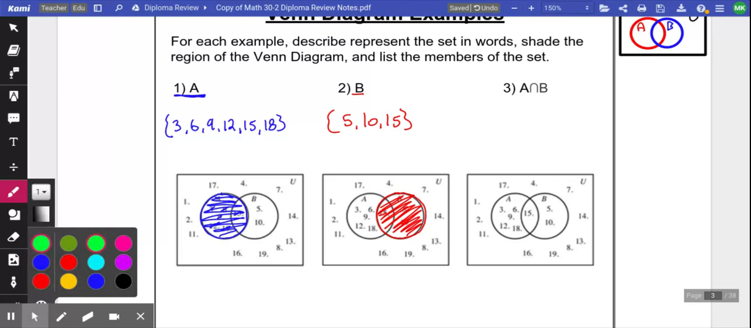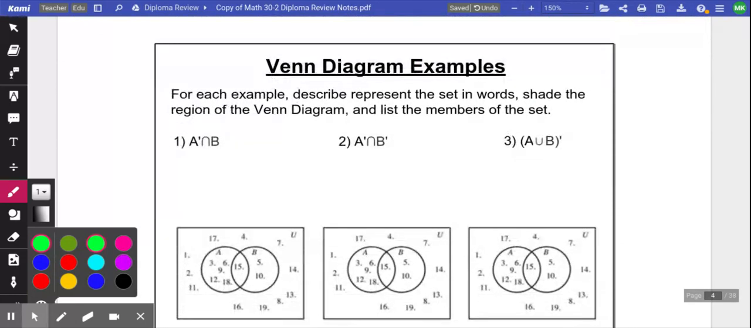If you look at the third one, that reads as A and B. So you're looking for numbers that are in both circle A and in circle B. The only number that's in A and B would be the number 15. If you were to shade the region A and B, it would be this region right here. There's no other spots that are in both circle A and circle B. Awesome. Do a couple more.